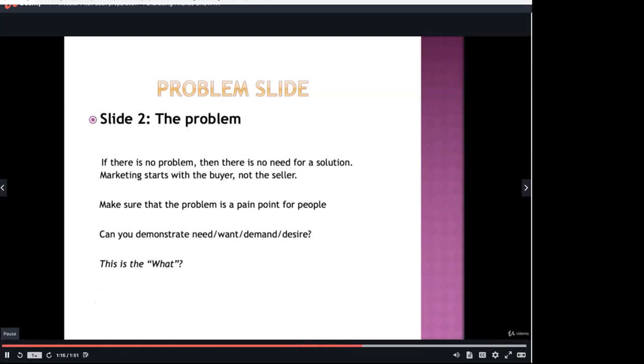If there is no problem, then there is no need for a solution. You must start with the buyer's needs, wants, and requirements. In particular, the problem must be a pain point and a priority. Even better if you can demonstrate that there is a deep desire for a solution. This means that you can demonstrate demand. This is the what, W-H-A-T, referring to what problem you are solving.